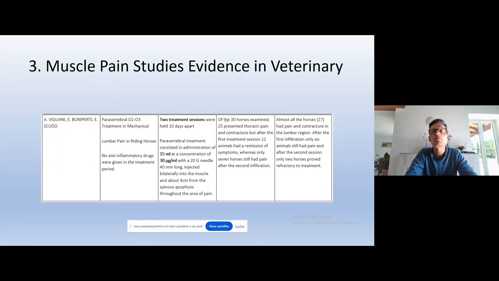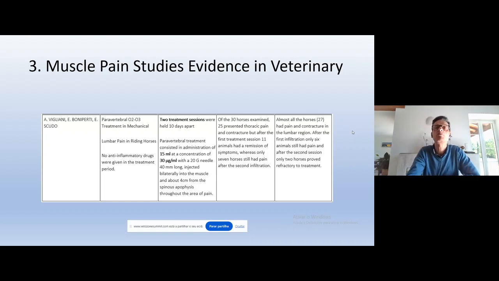I think higher volumes can be used because 10 milliliters is the dose recommended for paravertebral injection in humans. So I think in horses we can go a little bit augmenting our volume. And here on the right side, we can see that after the first infiltrations, only 6 animals still had pain. And after the second session, only 2 horses proved to be refractory to treatment.